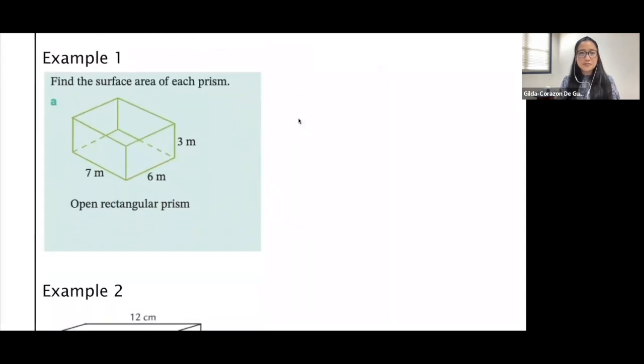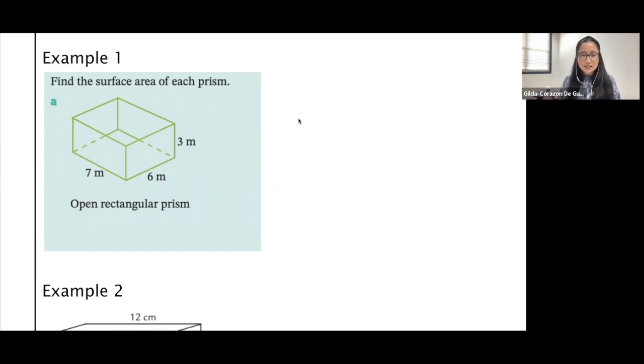Right, so let's probably have a look at this first example here. We want to find the surface area of this prism here. The dimensions of this prism are given, and what we have here as added information is that it's an open rectangular prism. So when it says it's open, it's like a box without the top lid, okay?